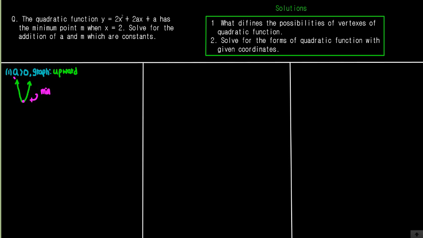And it is a case where the a value, which is the leading coefficient, is greater than 0, which means when it is positive. The second case is where the a, the leading coefficient in the quadratic function, is less than 0. That means the a value is a negative value, and the quadratic function's graph will go downward. And this only occurs when the graph of the function is a quadratic function.